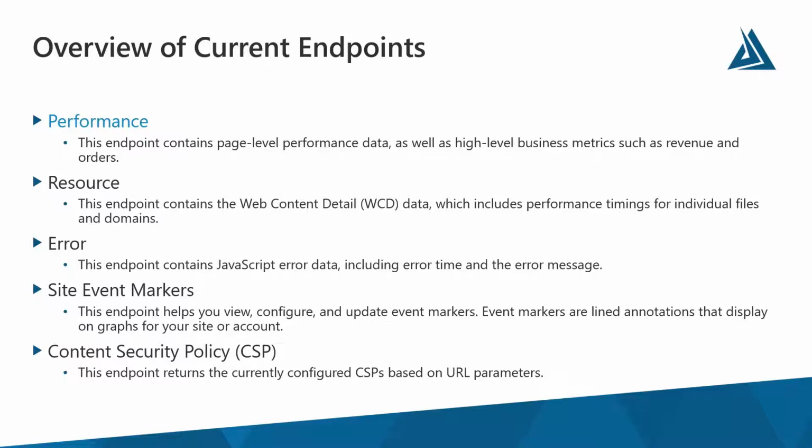One of the questions that has come up pretty often recently here in support is, I'm looking at this graph or table in Blue Triangle. How could I pull this same data from the API? And almost every single time, it's going to either come from the performance or the resource endpoint.